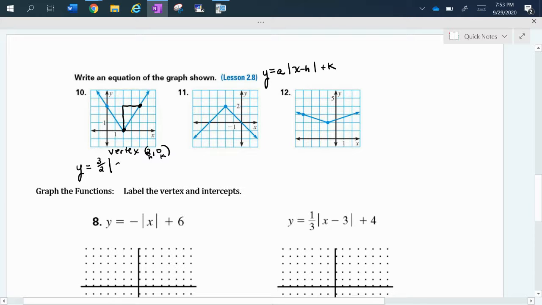So my a is 3 over 2 and my vertex is at 2, 0. So I'm going to put 3 over 2 times the absolute value of x minus 2, and I'm not going to put a plus 0 at the end because we don't need that.